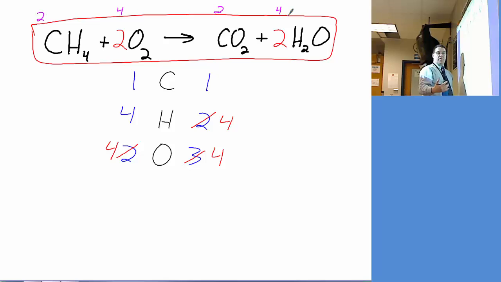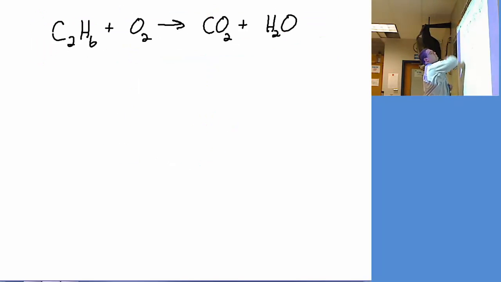Just like ionic compounds, when we did the crisscross method for writing the formula, we said if it can be reduced, it needs to be in simplest form. The same applies to coefficients in a balanced equation. Make sure it's in simplest form. Okay? All right, another combustion reaction. Okay, a little bit different spin on this one.